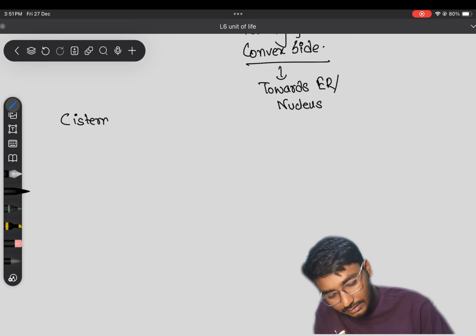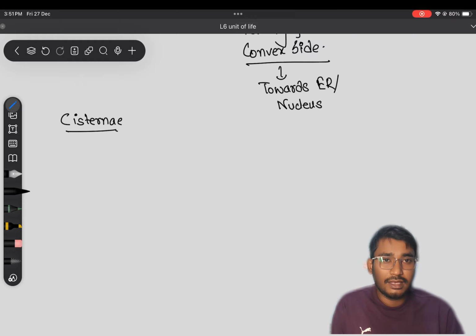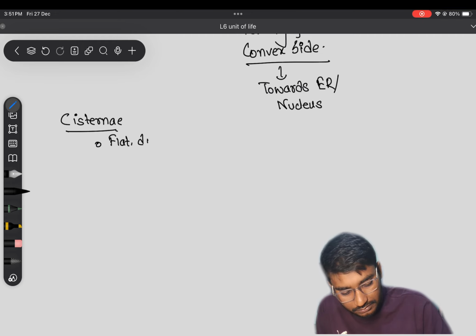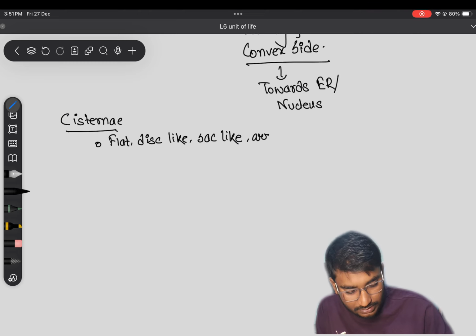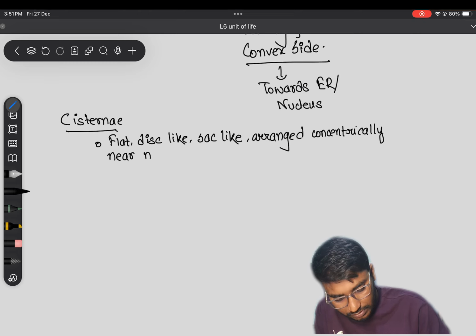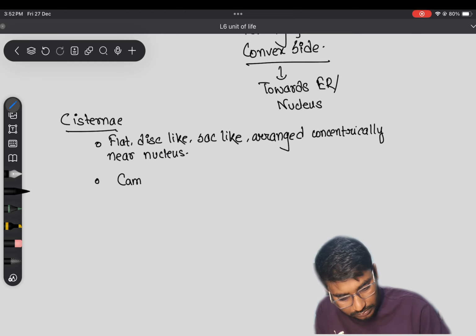So what is cisternae? The cisternae, where are they located, and what do they look like? Cisternae are flat discs, these are flat, disc like, sac like, arranged concentrically near the nucleus, discovered by Camillo Golgi. In which year? 1898.